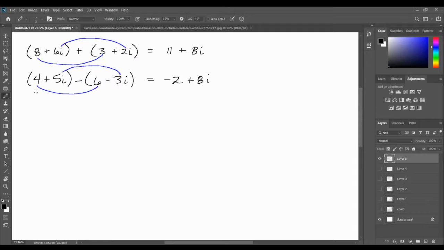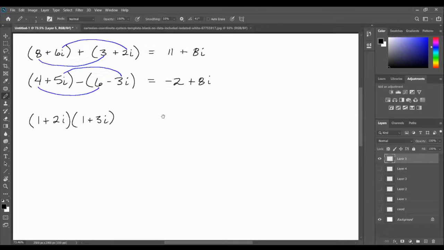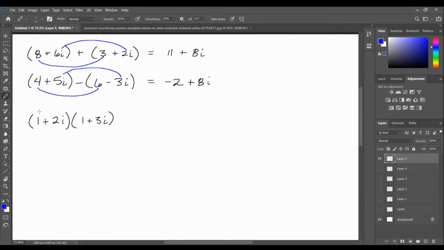Multiplication throws a little twist on it, as you might imagine. Take 1 plus 2i times 1 plus 3i. Like with our other binomials, we'll FOIL this. So we've got first, outside, inside, last. First, 1 times 1, which is 1. Outside is 1 times 3i, that's 3i. Inside is 2i times 1, so that's 2i. Last, 2i times 3i is 6i squared.